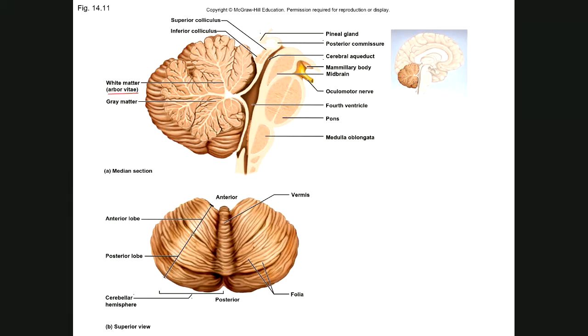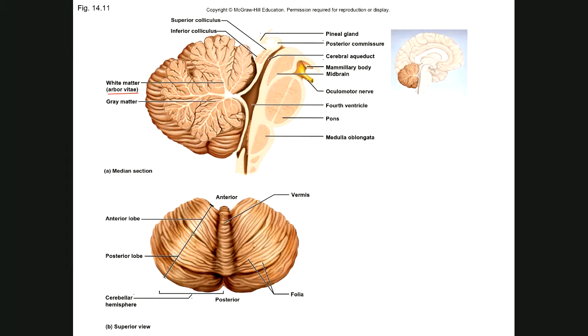Now, those of you who were present in lab class on Monday, who can tell me what the words arbor vitae mean? From what we discussed in lab class. Yes, it means the tree of life. Good. Now, why is it referred to as the tree of life? Because of some of its important roles.